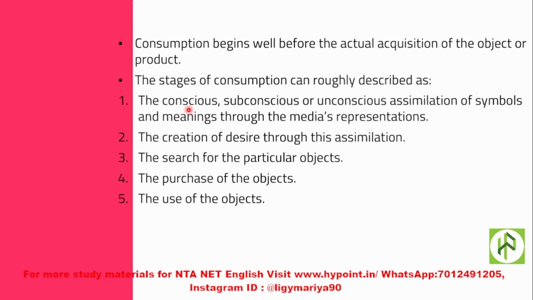Once the desire is created, the fourth stage is the purchase of the product. In the fourth stage, the actual acquisition of the object happens. Then the fifth one is the use of the object. The actual consumption, the real consumption of the object, happens in the fifth stage only. But before that, consumption as a process has 4 more stages before the actual use of the object.